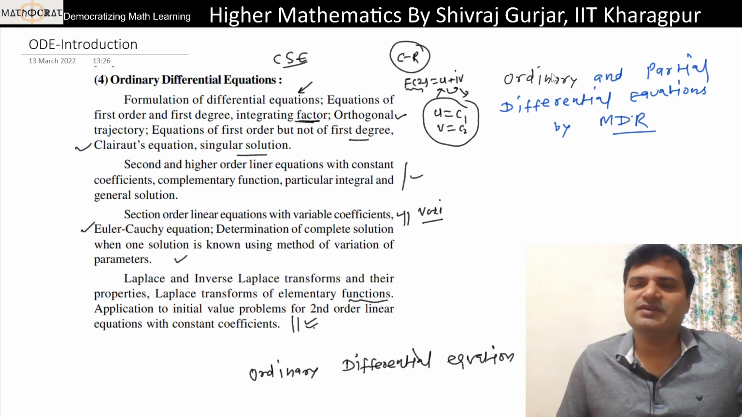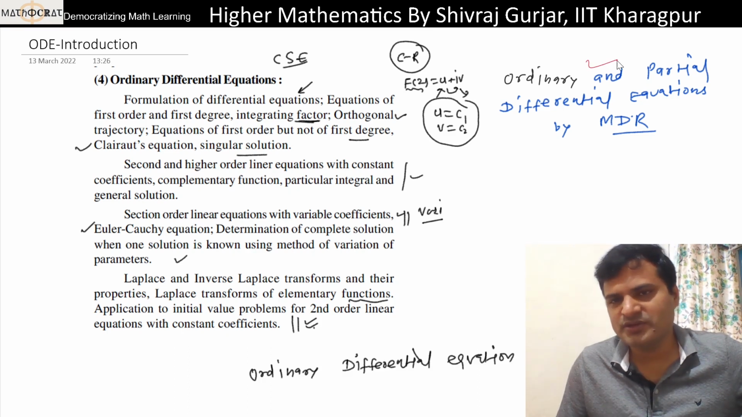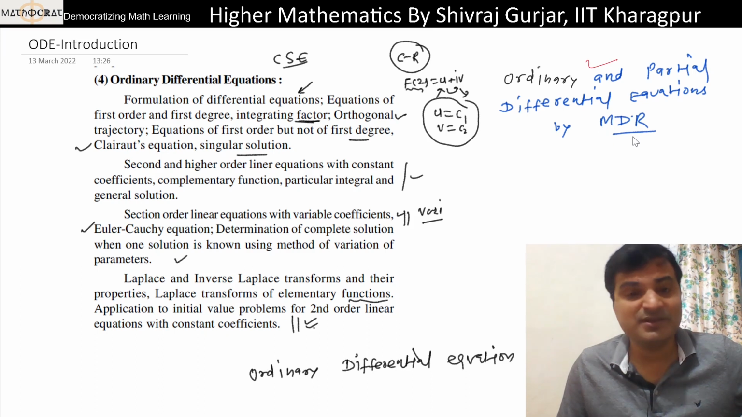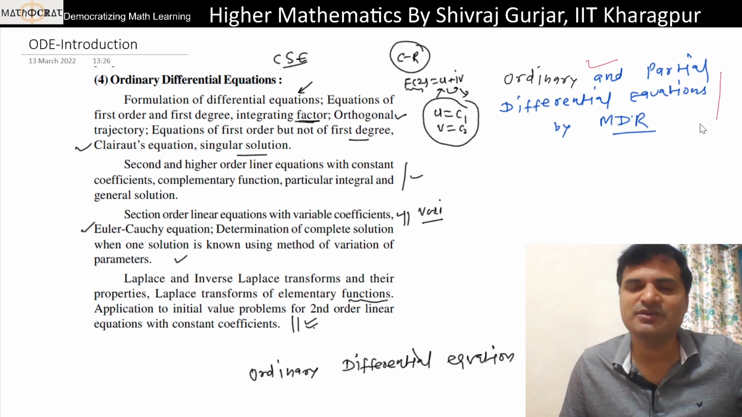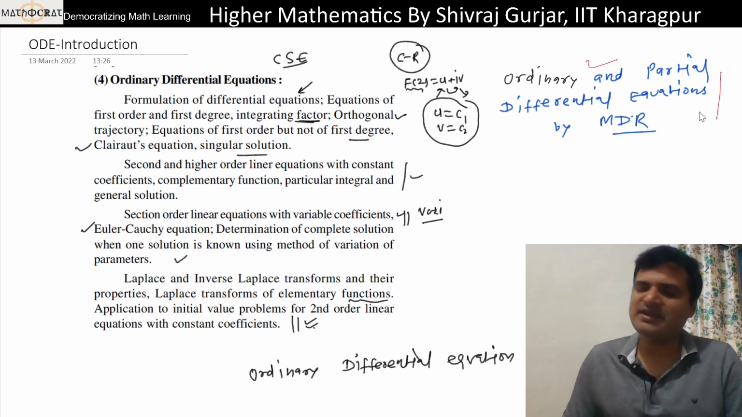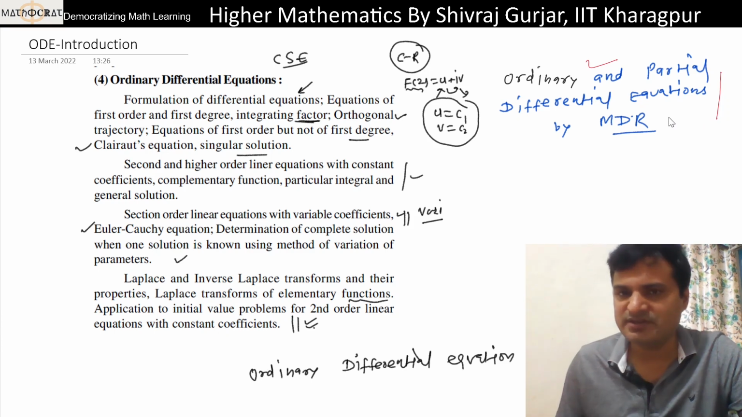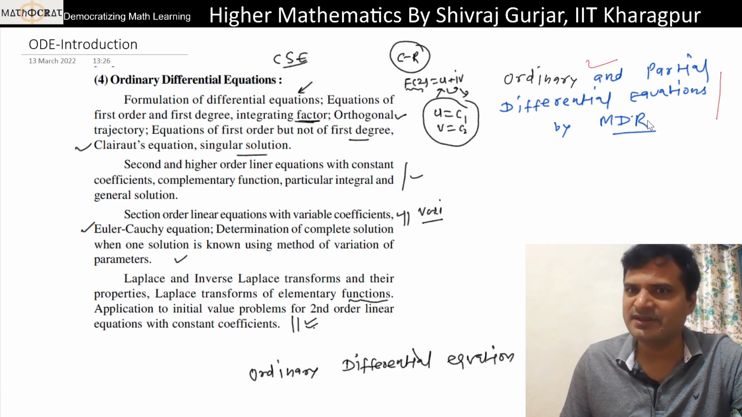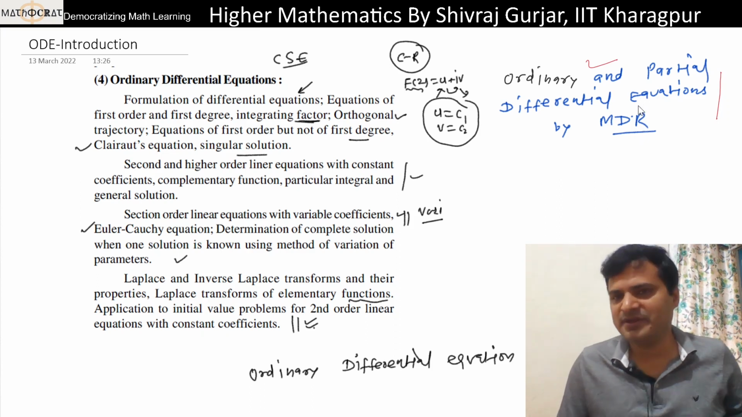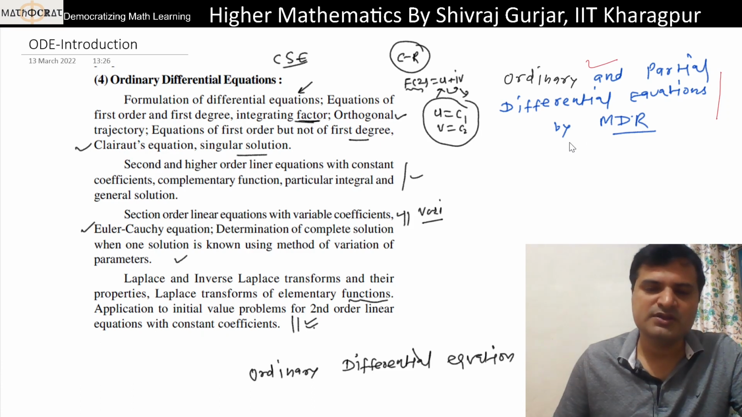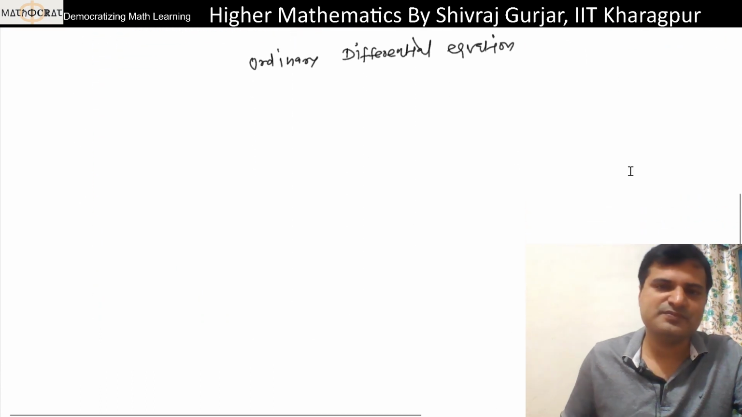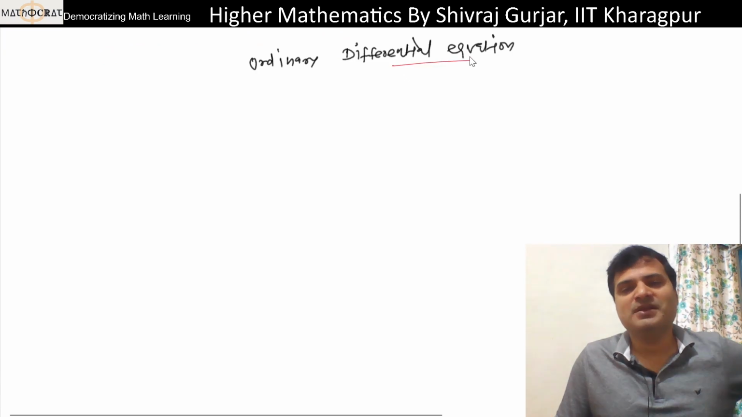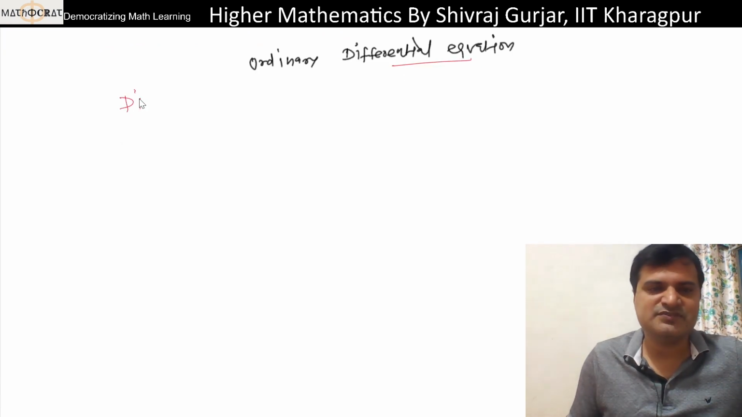Reference book for this chapter will be Ordinary and Partial Differential Equations by M.D. Raisinghania. This is a good book, but this is very bulky. Only some selected chapters are needed from that. So I will basically tell in the respective chapter lectures which exercises are to be attempted from this book. Okay, so let us start the discussion. Ordinary differential equation. First let us see what is a differential equation.